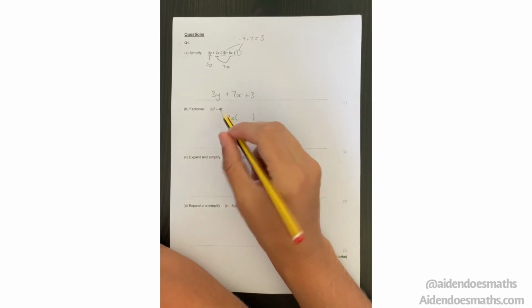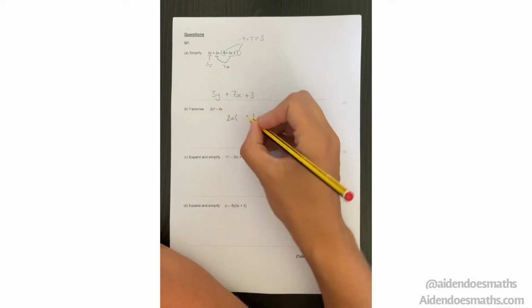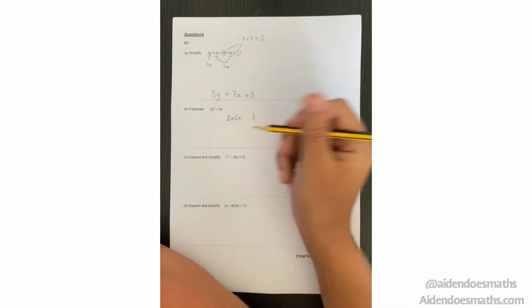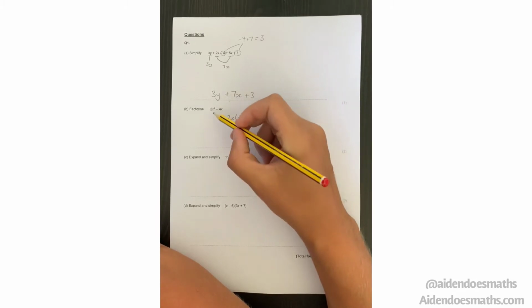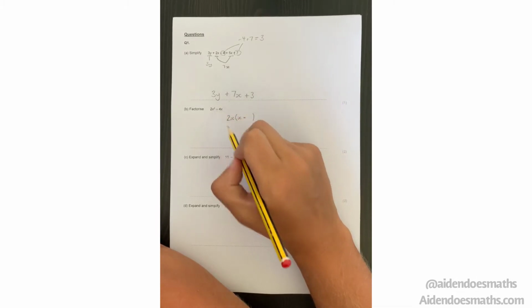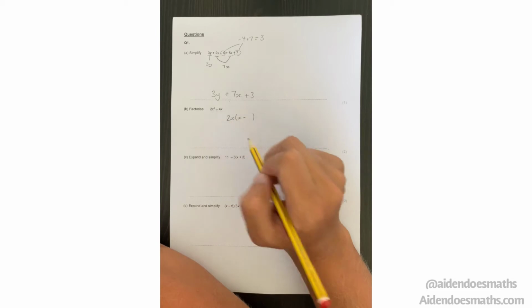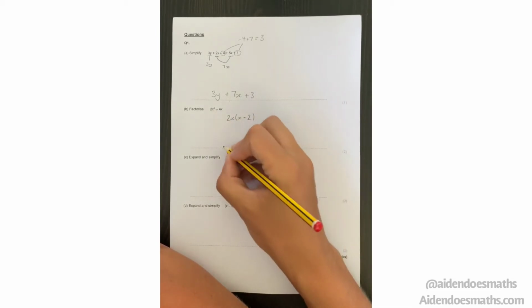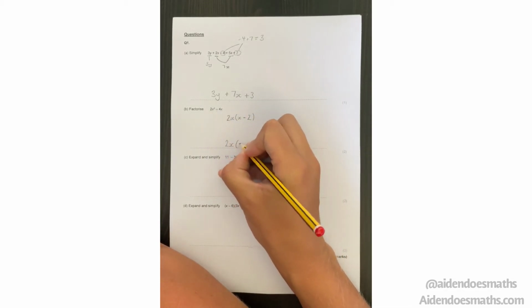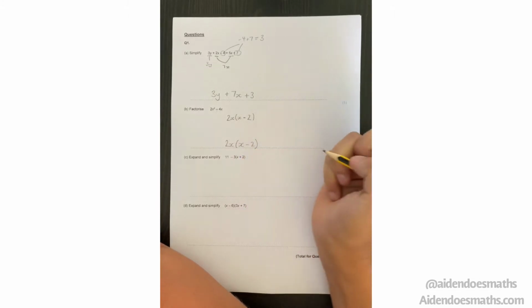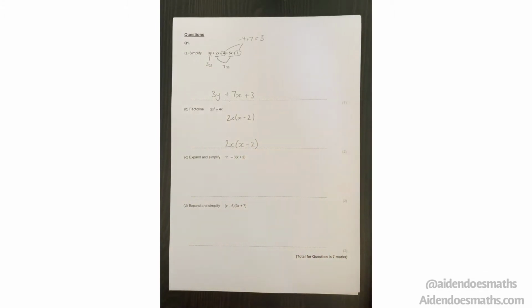So now if we divide 2x squared by 2x, we're left with just an x. So x times x gives us x squared. We're still going to have that minus, that's not changed. So how many 2x's make 4x? Well, 2 lots of that. So our answer there is 2x, and then brackets x minus 2.